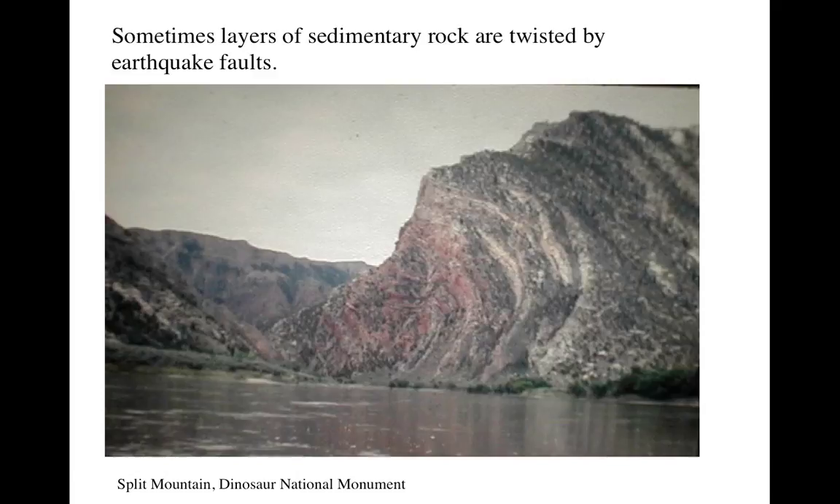Sometimes layers of sedimentary rock are twisted by earthquake faults. This is another picture from Dinosaur National Monument, and it's called Split Mountain. And you can see this beautiful curve in these rocks, and that's because there was a fault here that split the mountain in half, and over time and all of the movement caused by this fault, these sedimentary layers were twisted.